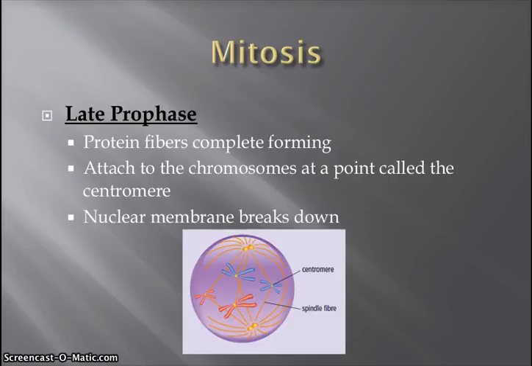During late prophase, the protein fibers complete their formation. They attach to the chromosome at a point called the centromere, and the centromere is this central part of each of the chromosomes. And the nuclear membrane that did exist outside the cell will begin to break down.